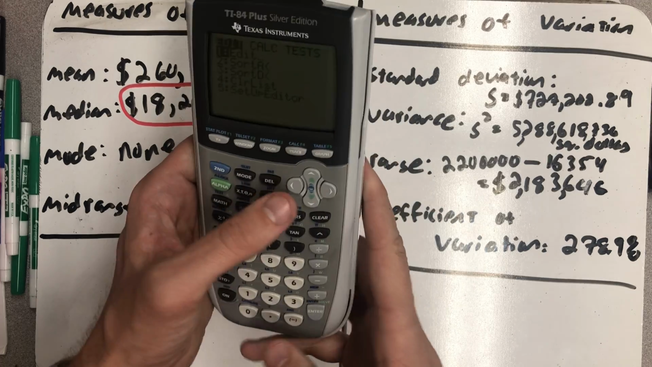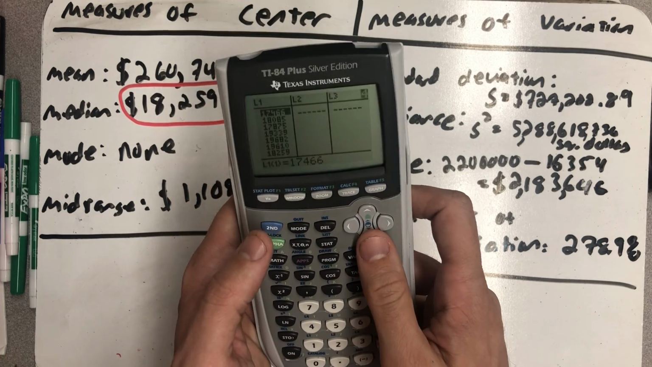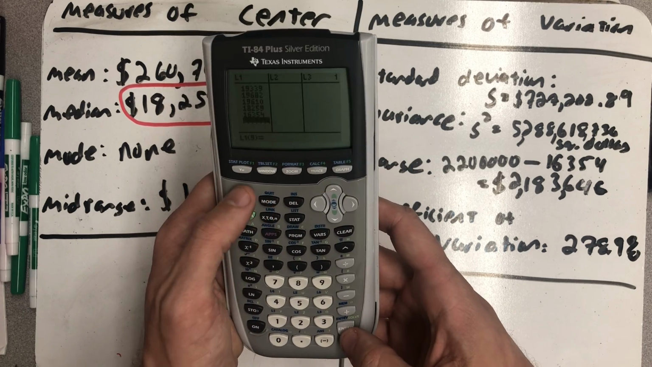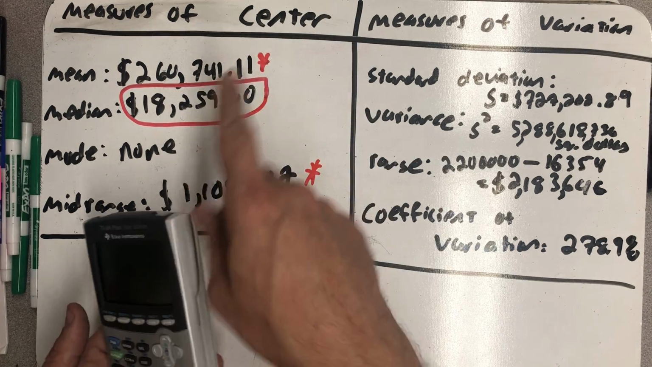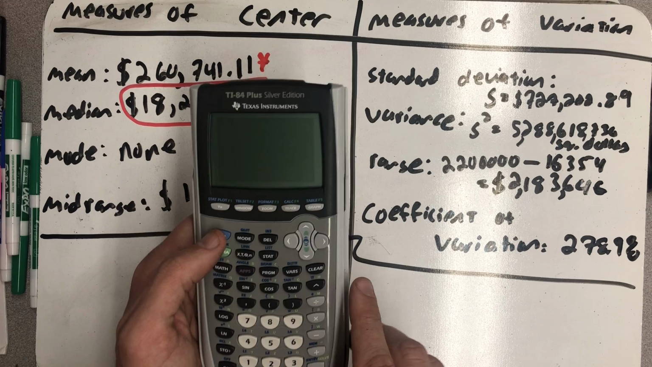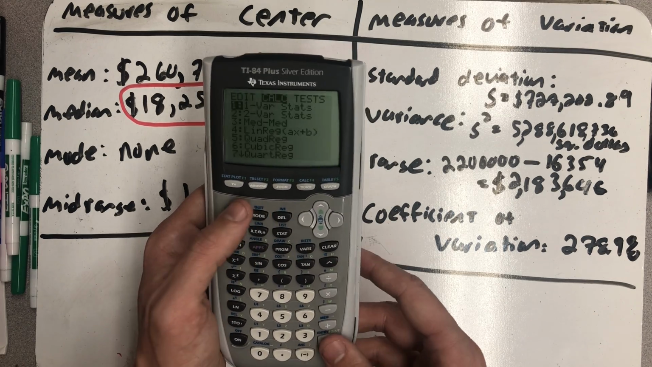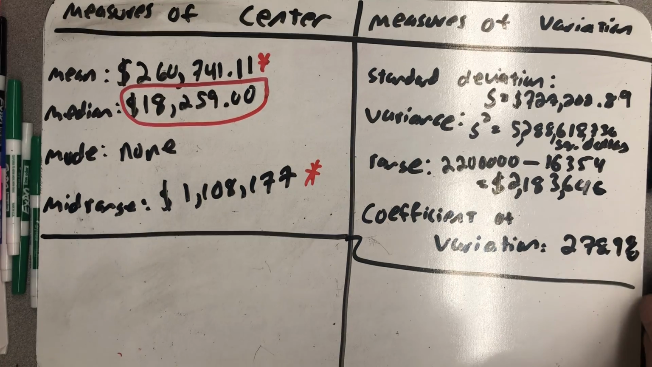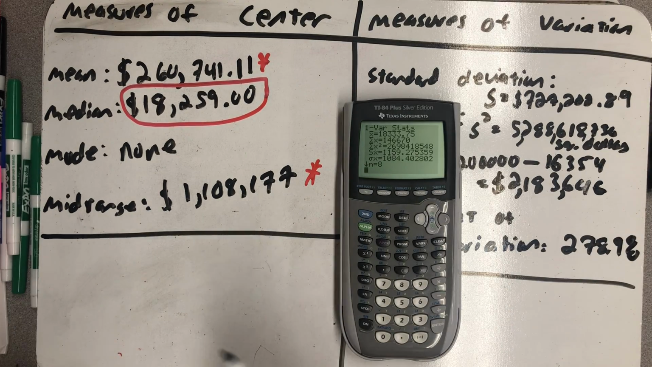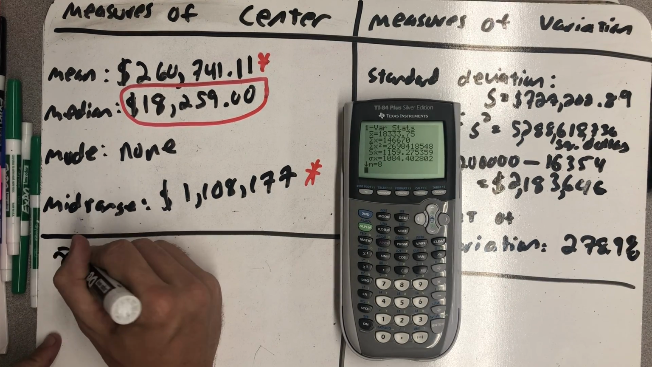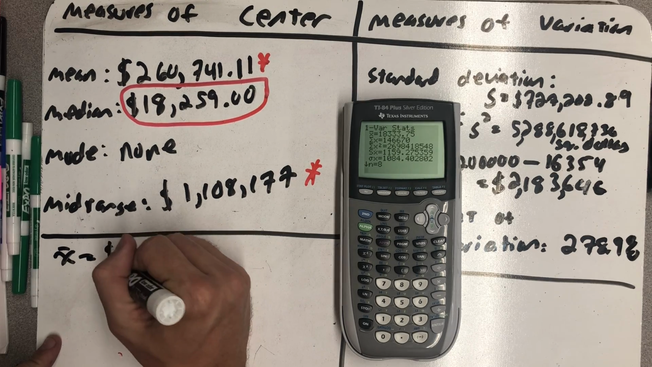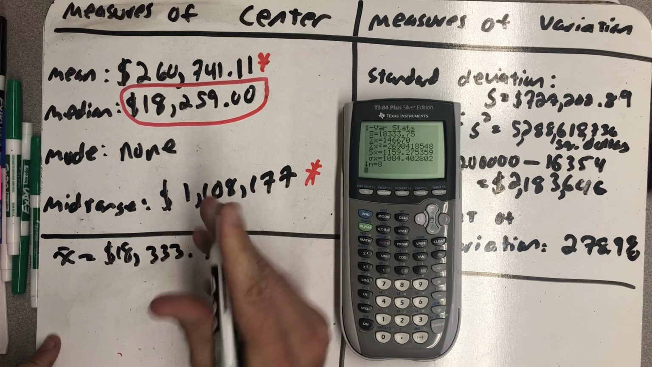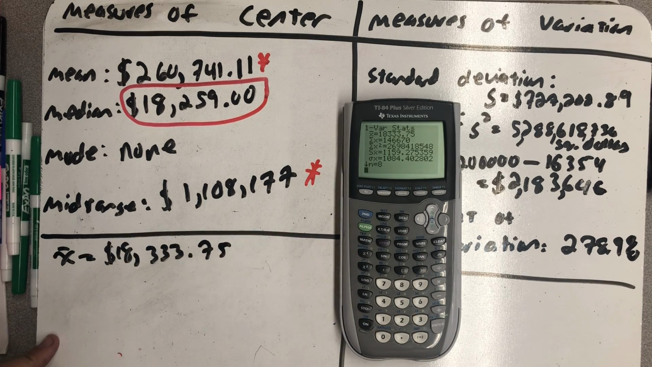So I'm going to go back into my calculator, and I'm just going to go down to that last data value where Michael Jordan sits. I'm going to delete it. Now I'm going to redo all these calculations and see what happens. The mean is now $18,333.75, and that looks way more like the rest of the data.